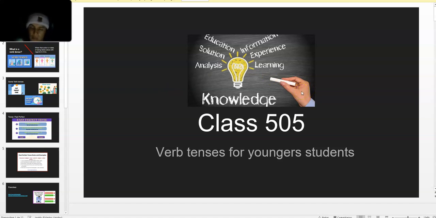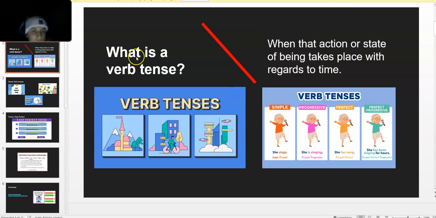And for today I have a presentation in PowerPoint: the verb tenses and modals that you can use in different sentences. It's important that you know every verb tense and modal that you can use with the verb, to use in writing or speaking.